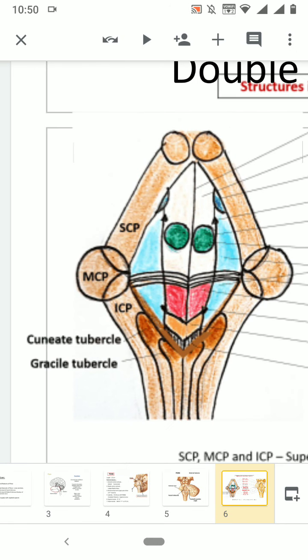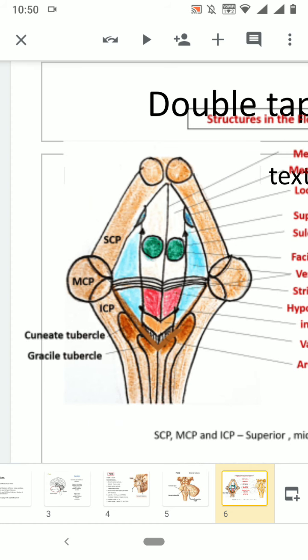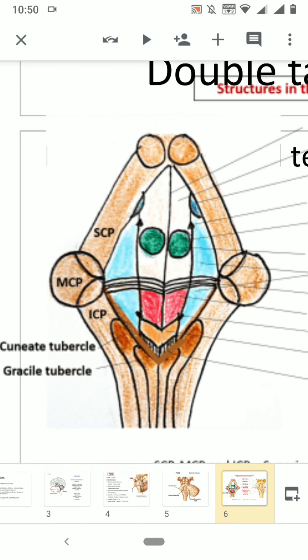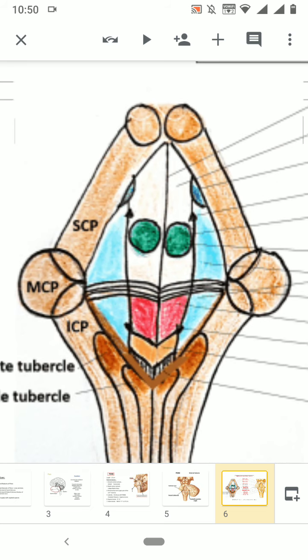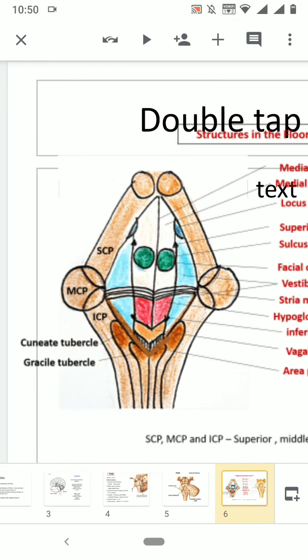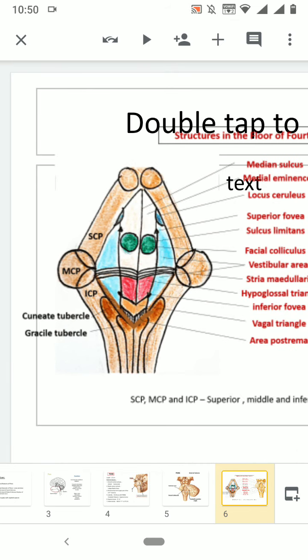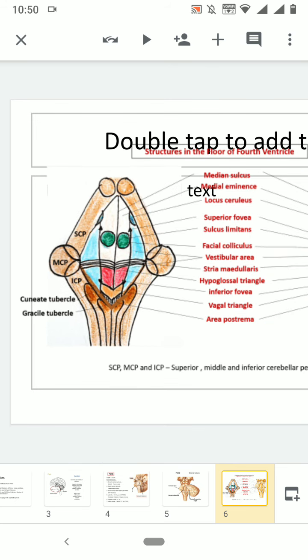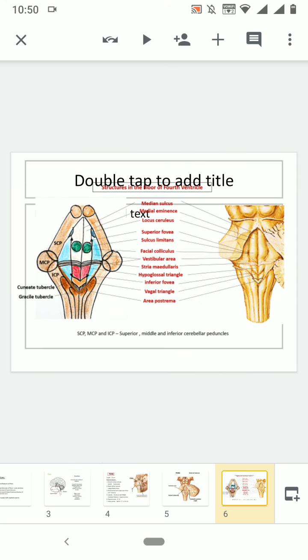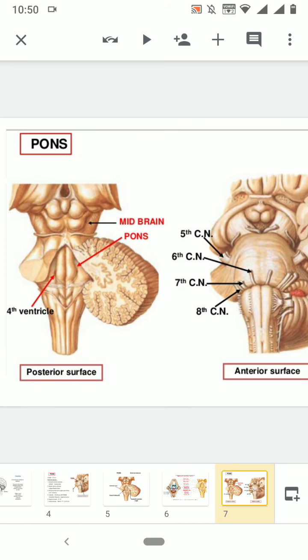So you have the superior cerebellar peduncle, middle cerebellar peduncle, inferior cerebellar peduncle, and in the center you have the green colored two rounded structures, which is the facial colliculus. I told you how it is formed also. And then laterally you can see the light blue colored structure, which is nothing but the vestibular area, because of the underlying vestibular nuclei. And this part actually forms the dorsal part of the pons. Okay, so now let's go to the comparison. This is just to show you the comparison between the ventral surface and the dorsal surface of the pons.